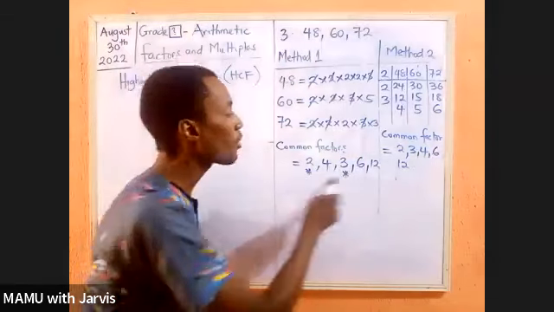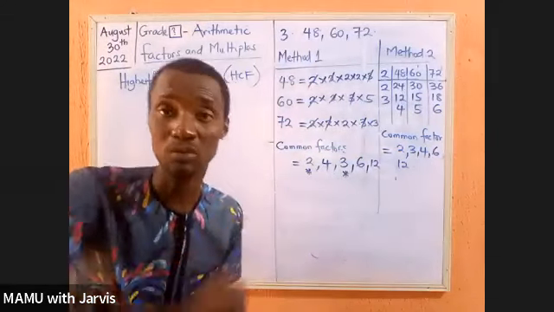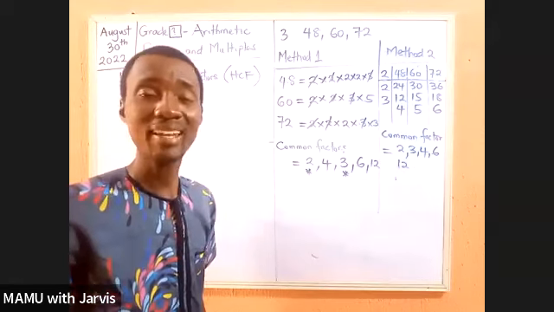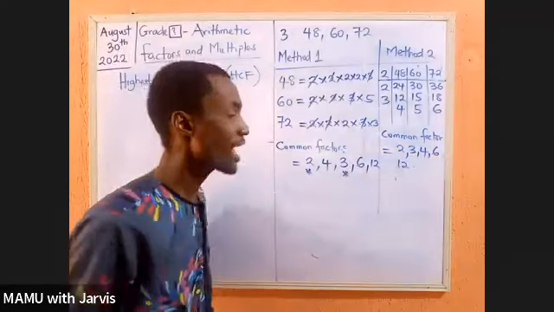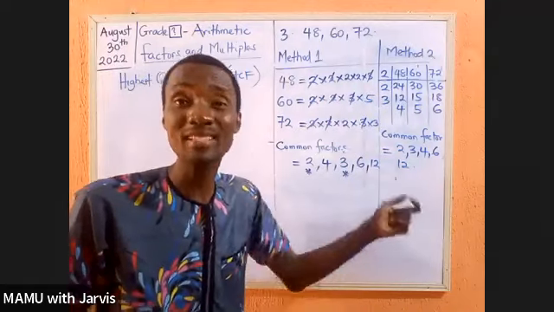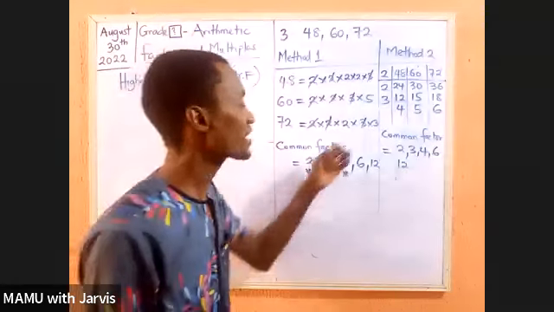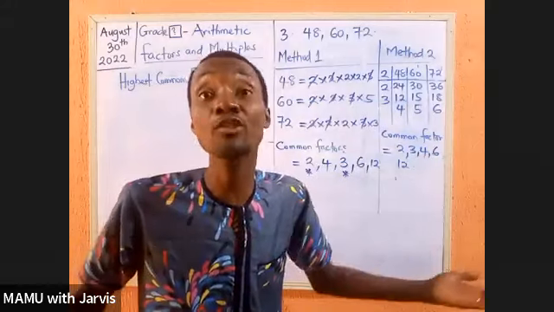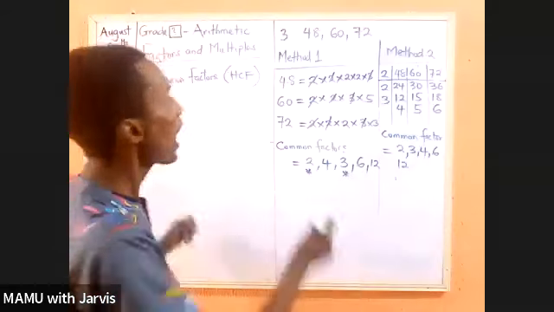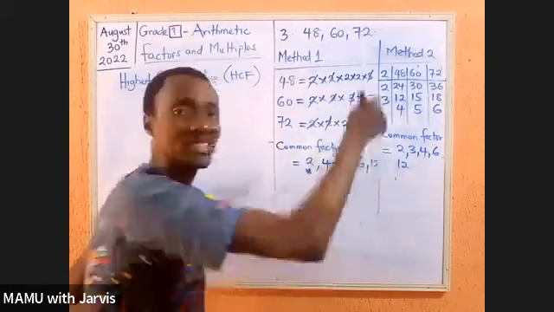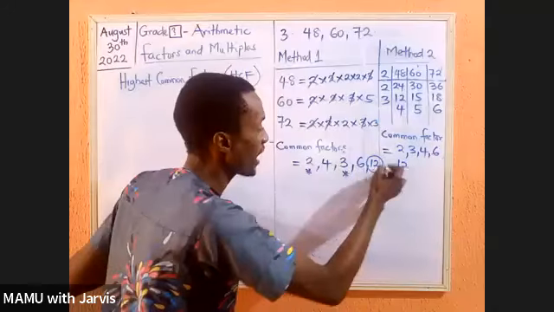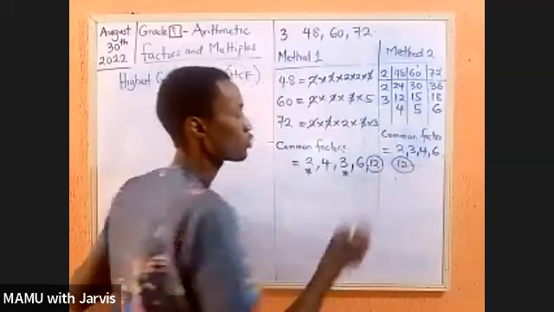But among these common factors, there is one that has stood out, and that is the highest common factor. So what's the highest common factor? The highest common factor is the best factor, the highest factor among common factors given. After solving and getting your common factors, you now look for which one is the highest. If you look at it, this 12 is the highest. If you use method 1 or method 2, 12 will be the highest.